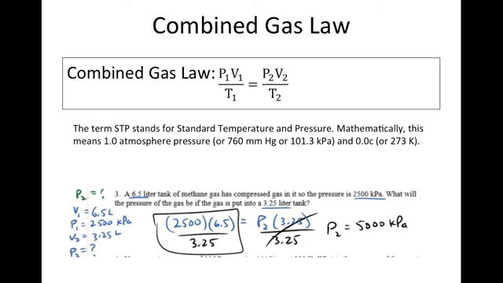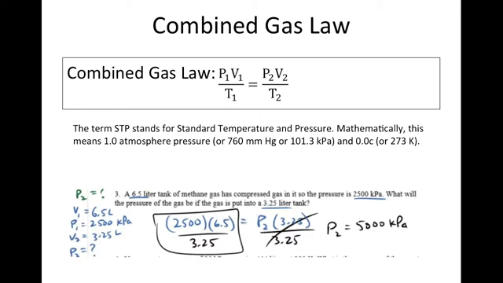My problem would be a 6.5 liter tank of methane gas has compressed gas in it, so the pressure is 2,500 kPa. What will the pressure of the gas be if the gas is put into a 3.25 liter tank?